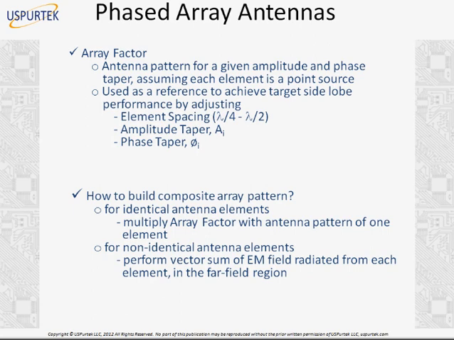So array factor is nothing but an antenna pattern for a given amplitude and phase taper, assuming each element is a point source. So we just assume that each element is a point source, just like an isotropic radiator, and then we mathematically calculate, okay, what is the antenna pattern? And this will be used as a reference to achieve our target side lobe performance by adjusting the element spacing, amplitude taper, and the phase taper.